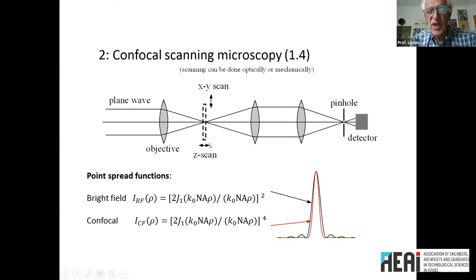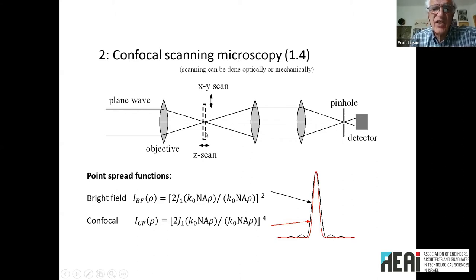But if the sample affects it, then most of the light doesn't go through the pinhole and it becomes darker. So then you have to scan the sample in X and Y, and you can scan in the Z direction, and this is the comparison, the black curve is the bright field point spread function. The confocal one is slightly better, it's a factor of √2 smaller in width, so you get a better resolution, and that's the result of this fairly simple apparatus containing two imaging points and the re-imaging.